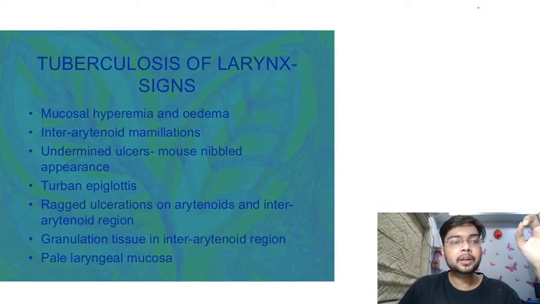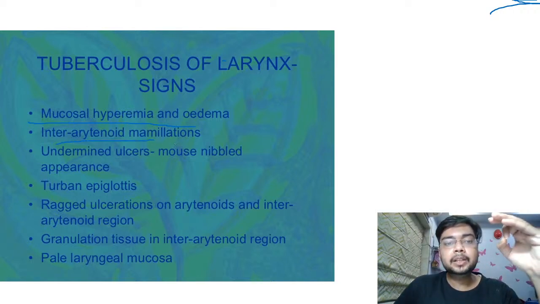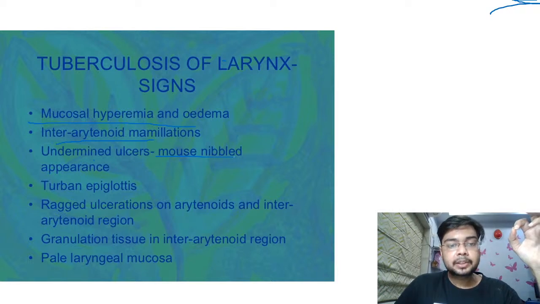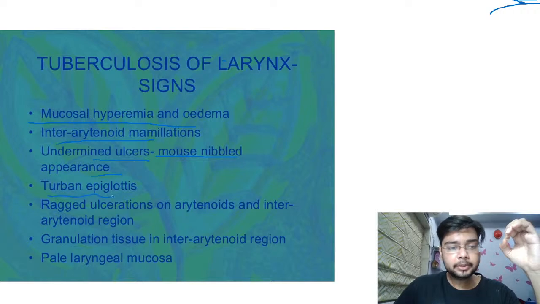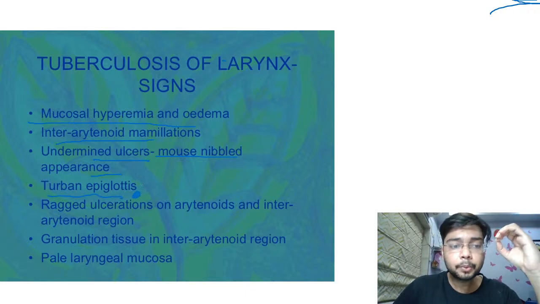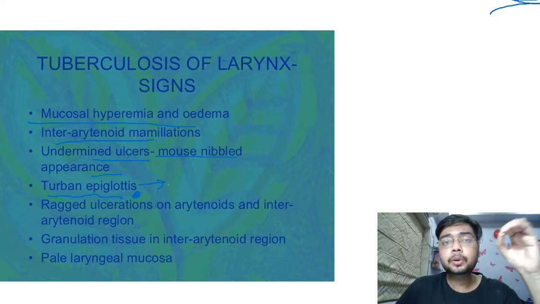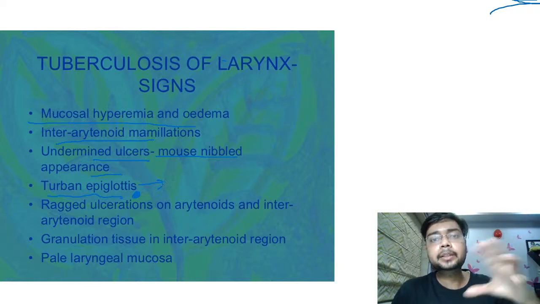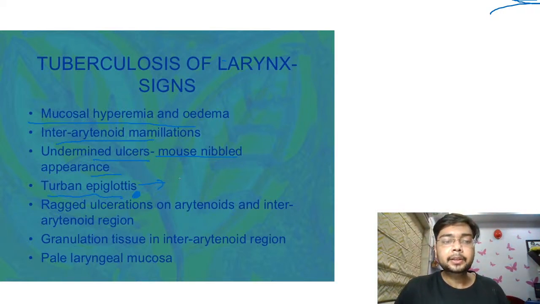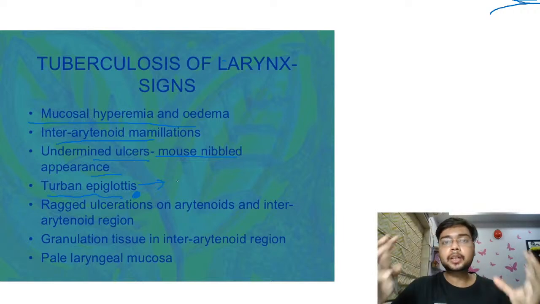Earliest sign is hyperemia of vocal fold. So what you get is mucosal hyperemia and the edema, then interarytenoid mammillations, mouse nibbled appearance due to undermined ulcer that happens, turban epiglottis. You wrote right that turban epiglottis is seen mostly. This turban epiglottis is not due to accumulation of fluid but due to the nodules that get accumulated submucosally, and due to that submucosal nodule you get a turban or swollen epiglottis in tuberculosis, right?